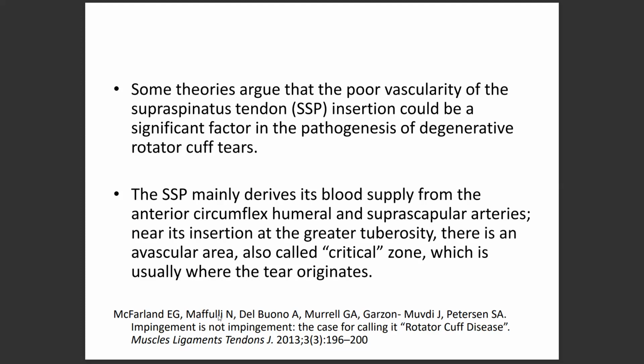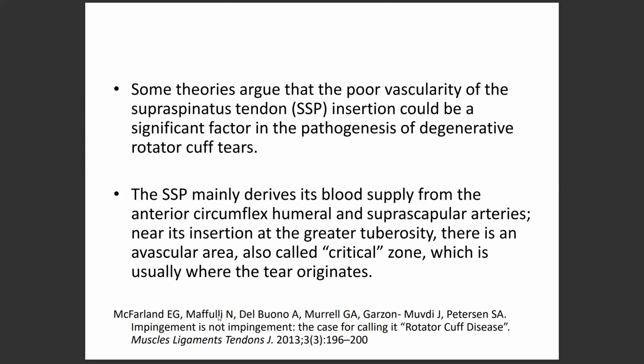So the supraspinatus mainly derives its blood supply from the anterior circumflex humeral artery, and it also derives its supply from the suprascapular arteries. But there is a specific zone near its insertion. And how near is it? This is almost 10 millimeters proximal to the insertion of this tendon with the greater tuberosity. Just near to that, 10 millimeters proximal to the insertion at the greater tuberosity, there is an avascular area, which is known as the critical zone.